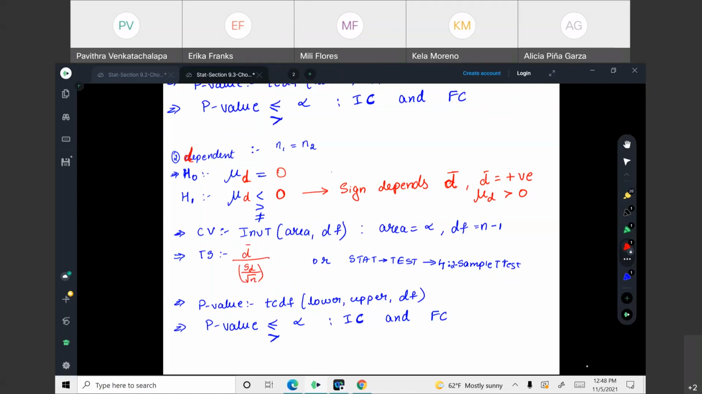Okay, or you can also use STAT, TEST, but this time you use the t-test. T-test. Okay, and p-value, it's the same thing, lower, upper, tail. Lower and upper depends on the right tail or left tail. Fine. And next is just comparing your p-value with alpha. If it is less than or equal to, you say it is reject H0. If not, you say fail to reject H0.